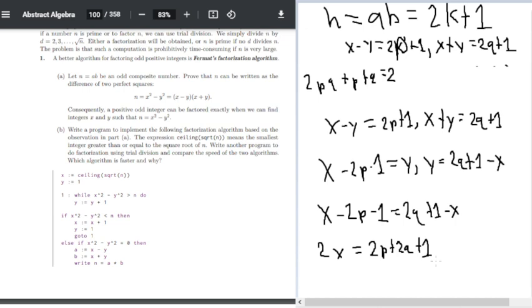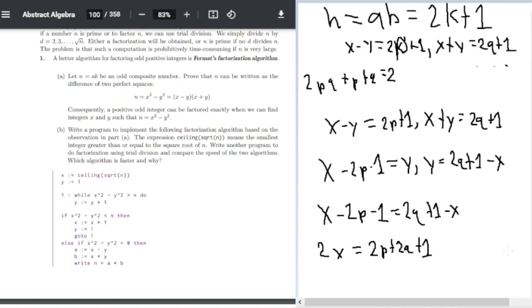Okay. Wait, I'm thinking something, right? Let me double check that my derivations so far are correct. So 2p plus 1, 2q plus 1. So we have that x minus y. We add y to that side. We subtract 2p plus 1 to get x minus 2p minus 1 equals y. And then y is equal to 2q plus 1 minus x. So we get that x minus 2p minus 1 is equal to 2q plus 1 minus x, which gives 2x equals 2p plus 2q plus 1.